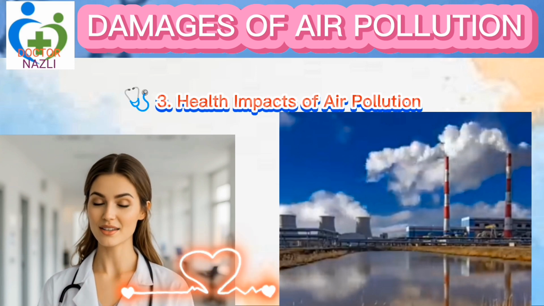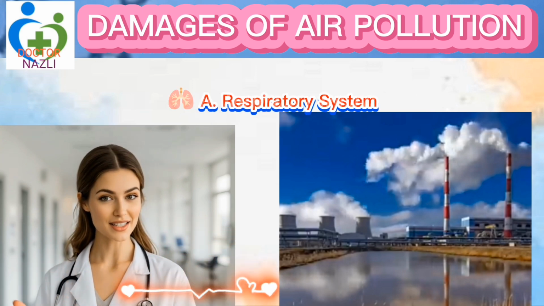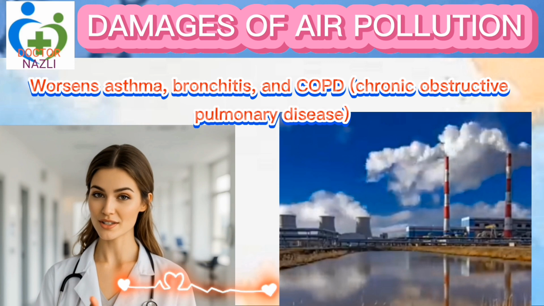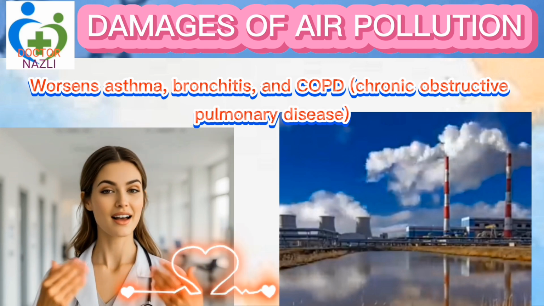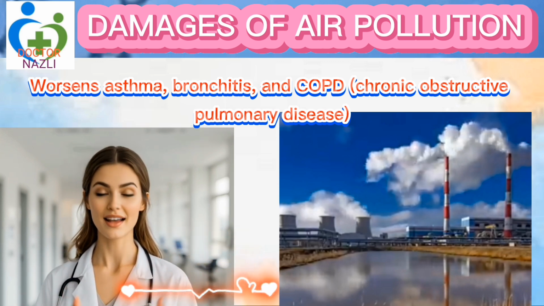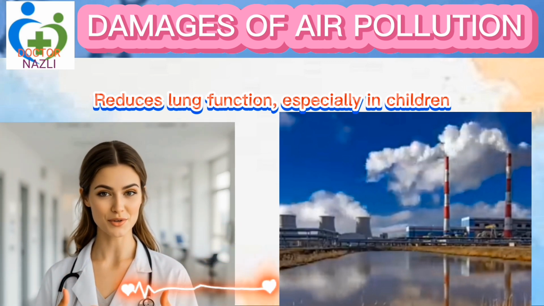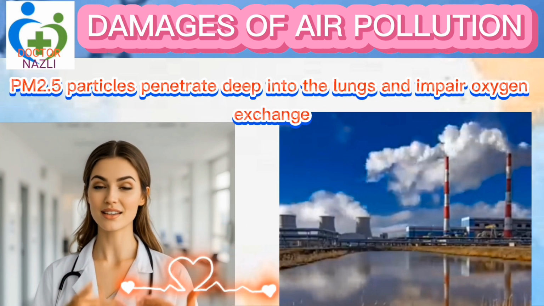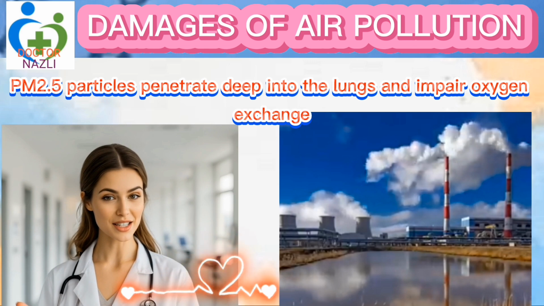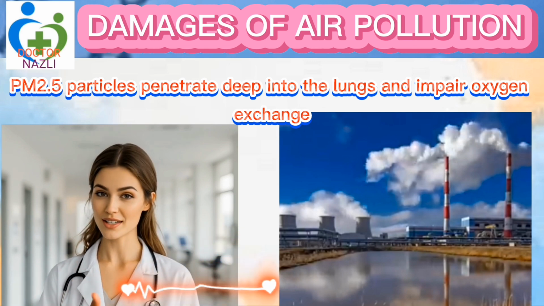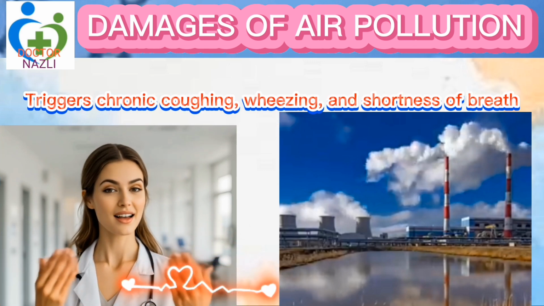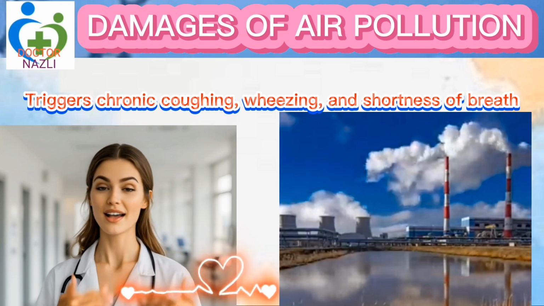3. Health impacts of air pollution. A. Respiratory system. Worsens asthma, bronchitis, and COPD, chronic obstructive pulmonary disease. Reduces lung function, especially in children. PM2.5 particles penetrate deep into the lungs and impair oxygen exchange. Triggers chronic coughing, wheezing, and shortness of breath.